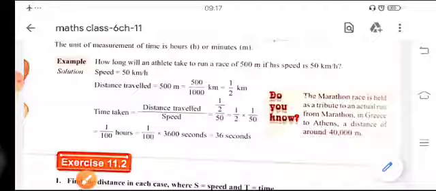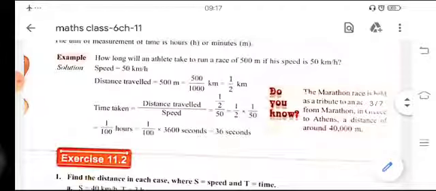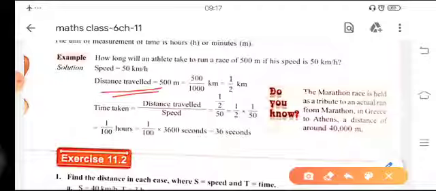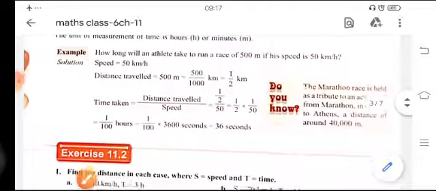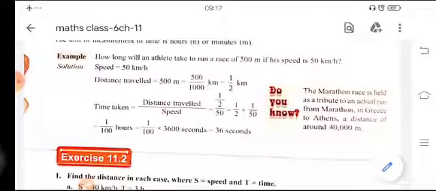So we will convert the distance into kilometers. After converting it we get 1 upon 2 kilometer, and now we apply the formula distance upon speed, equal to 1 upon 2 divided by 50. When we divide it, we get our answer, 36 seconds. We can also convert our speed into meters per second. That will be another procedure.